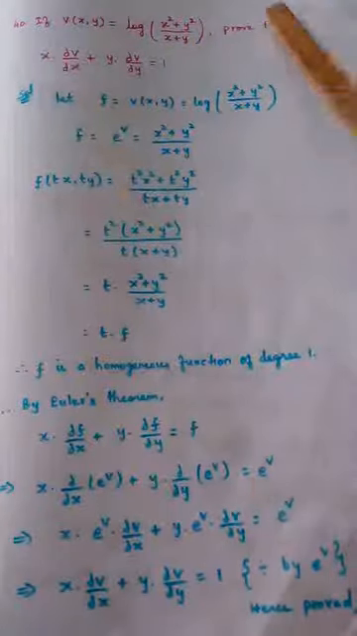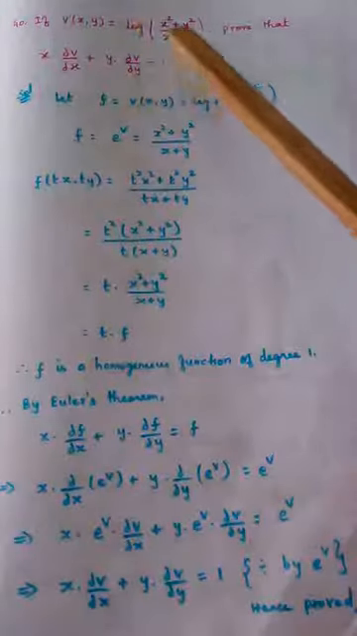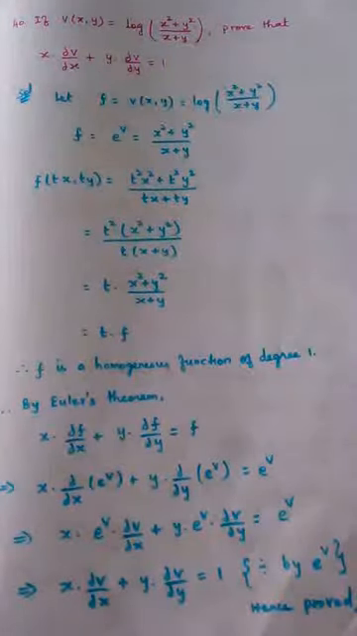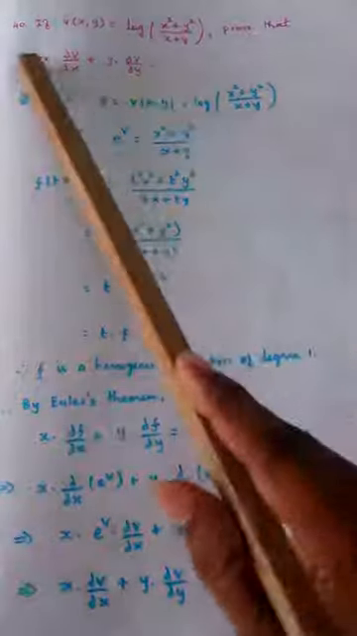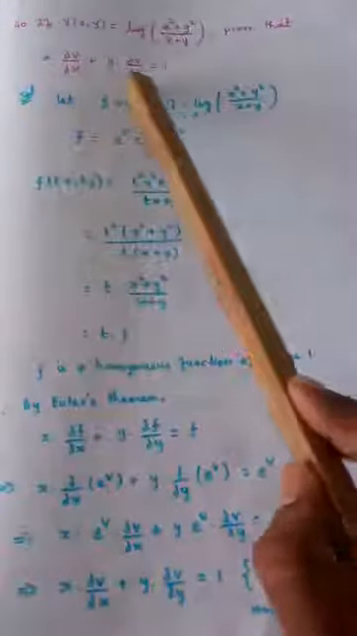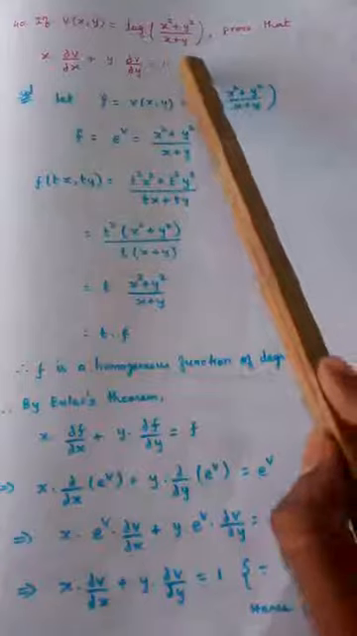We need to prove that x into dou v by dou x plus y into dou v by dou y is equal to 1. Now again this is the result that we wanted to prove, but if I see again, it looks like Euler's theorem, but on the right hand side 1 is present.